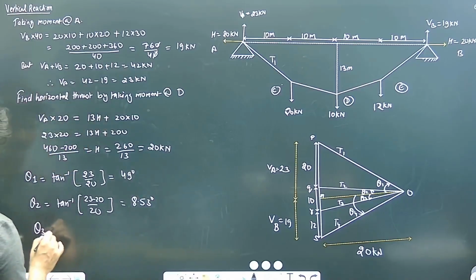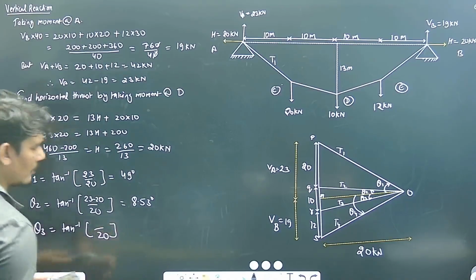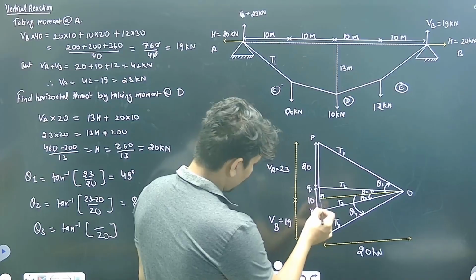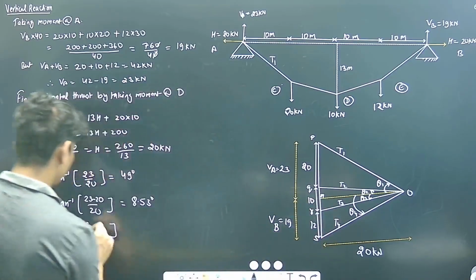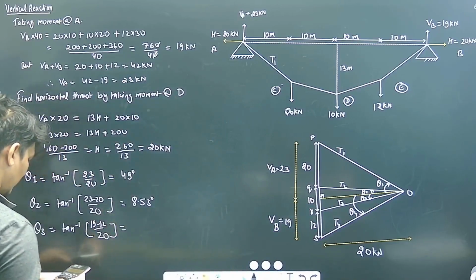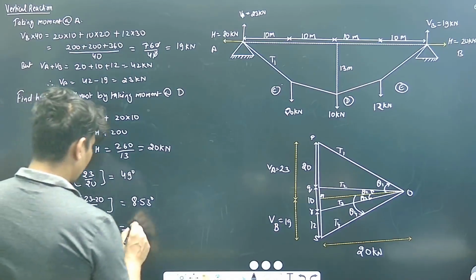Similarly, theta 3, tan inverse, base does not change, perpendicular does. इसके लिए perpendicular कितना है? Only this much value. तो ये कितना हुआ? 19 minus 12 is equal to 10 by 20, tan inverse, 19.29 degree.